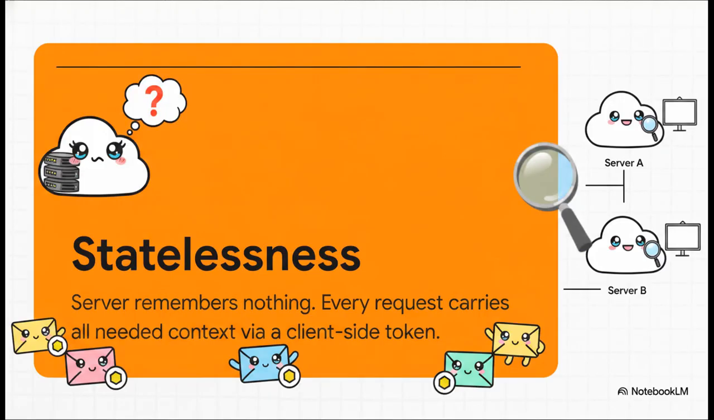Look, everyone knows horizontal scaling means throwing more servers at the problem, but adding more servers only works if your architecture actually allows it. Here is the definition you absolutely must internalize. Statelessness means the server remembers literally nothing about previous requests. A server has to treat every single incoming request like it's meeting that user for the very first time. Every request carries all the necessary context it needs to be processed, usually bundled up in something like a token that lives entirely on the client side.